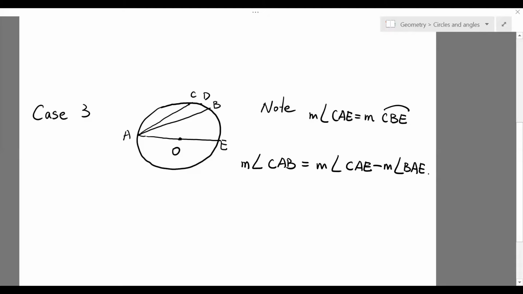On the flip side, we also have the relation that the measure of the arc CDB is equal to the difference of the measure of the arc CBE minus the measure of the arc BFE.